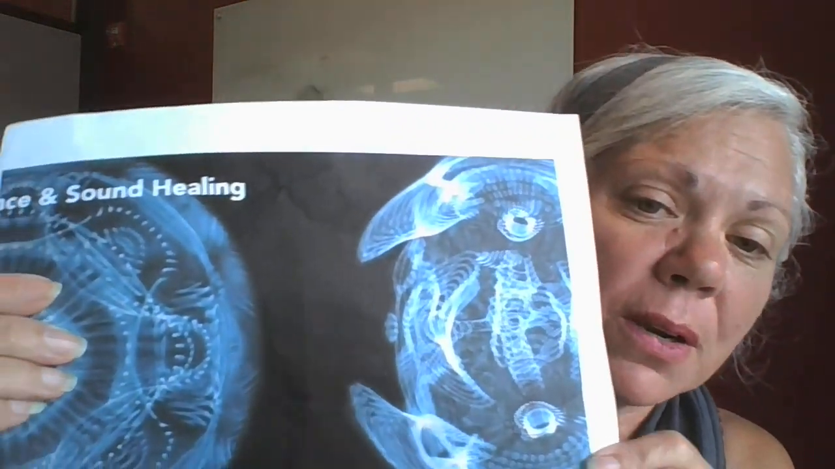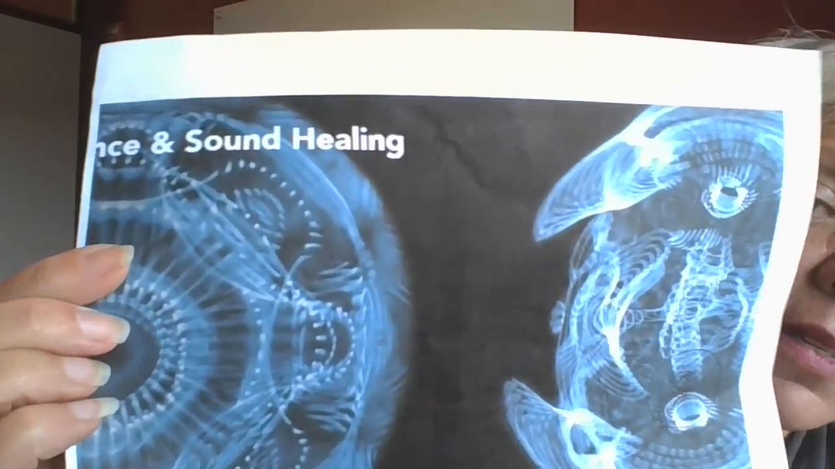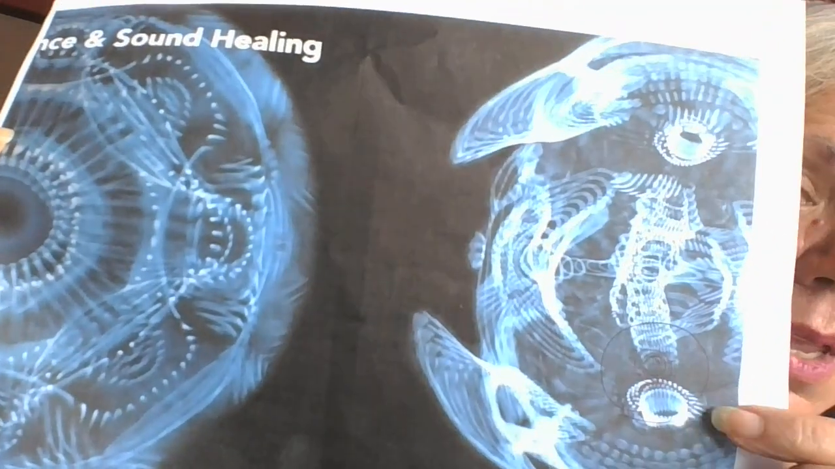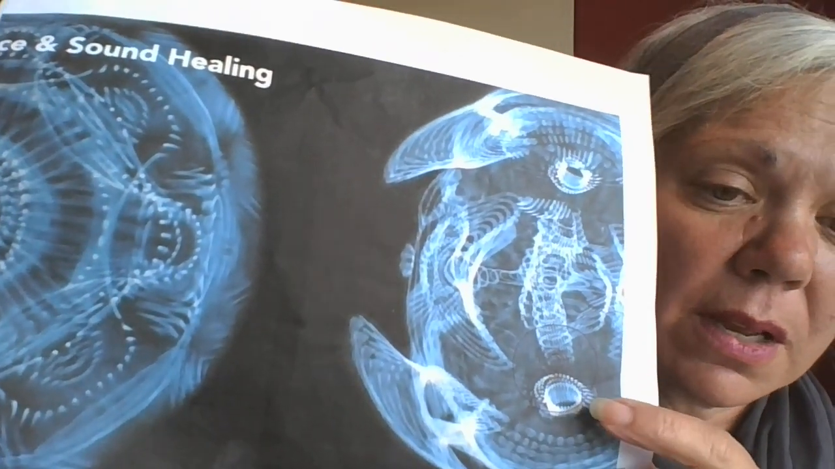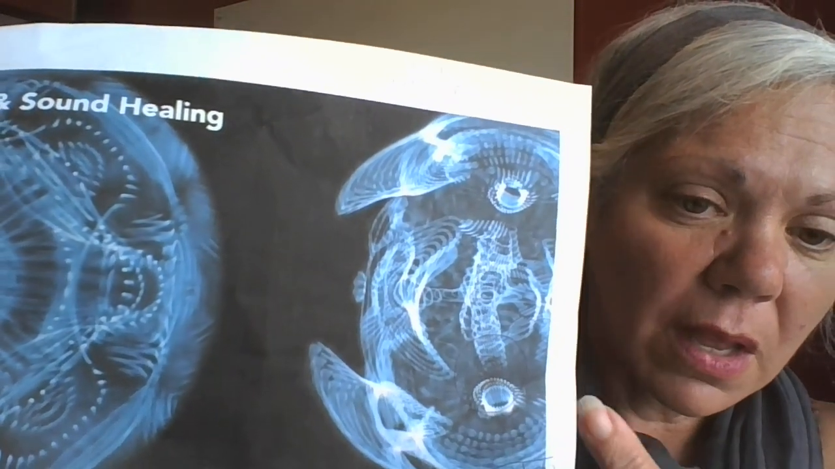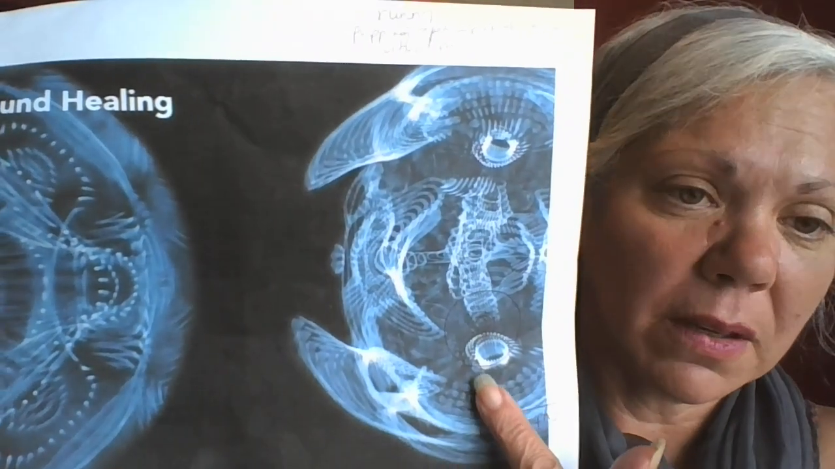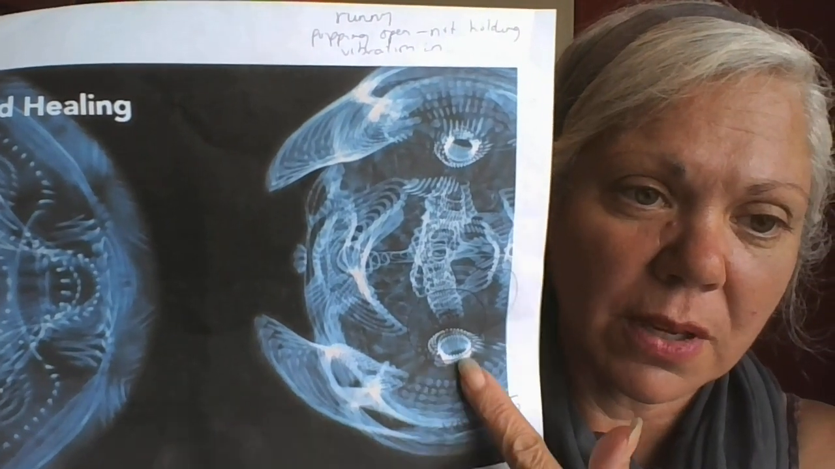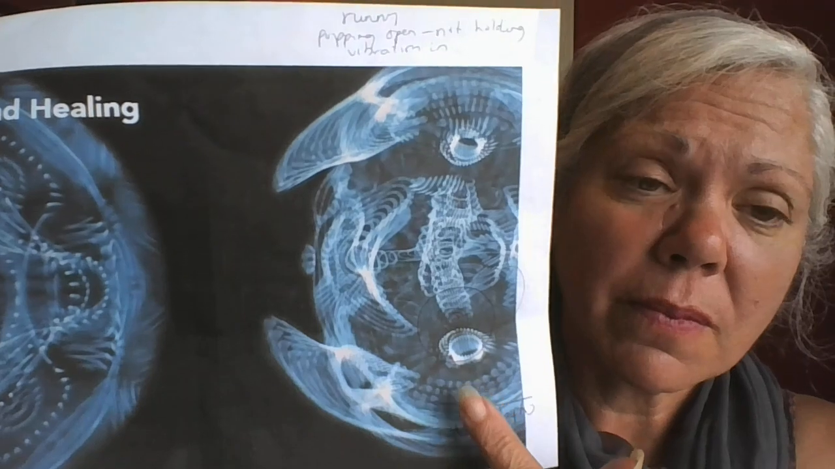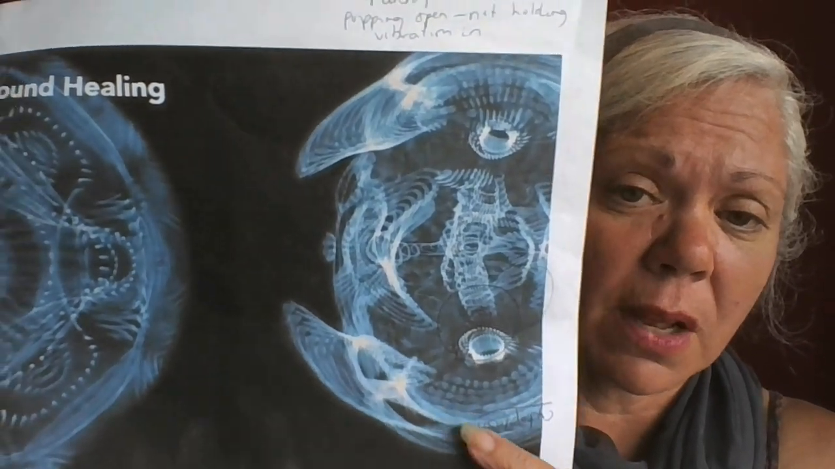Now this right here, look at this. This is an unhealthy cell. I have to be honest, as a healer, I saw this and I felt it, and it actually made tears come out of my eyes, and I didn't even know why. This is a cancer cell.